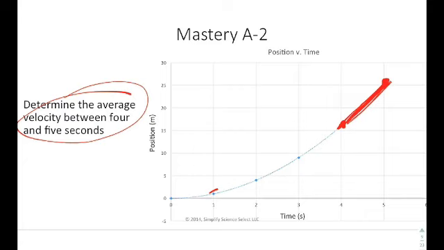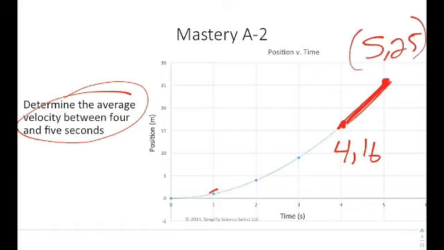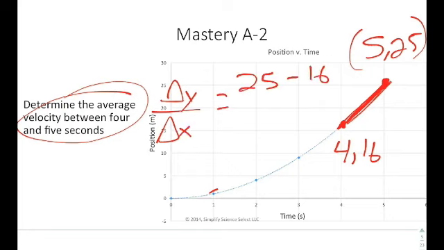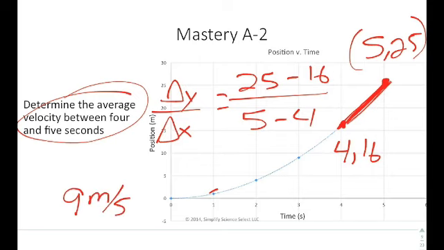So I'd say this point right here is, I think, 4, 16. It looks to be a little bit above 15. And this looked to be 5, 25. So if I'm trying to find the slope, I would do change in y over change in x, or 25 minus 16 over 5 minus 4. Whenever you do that, you get a velocity of 9 meters per second, or a slope of 9.